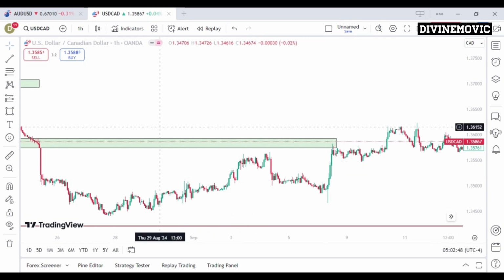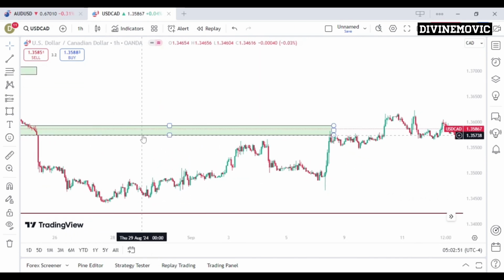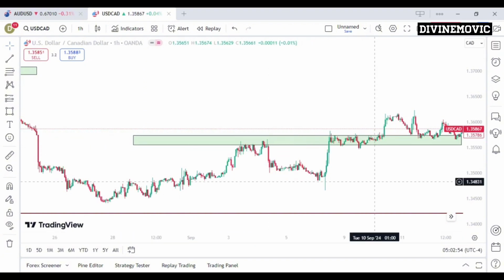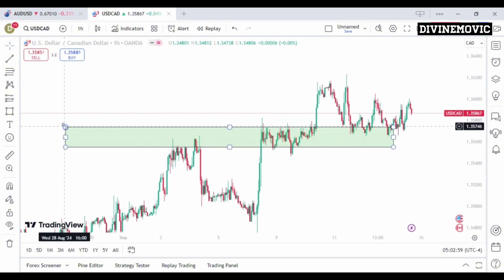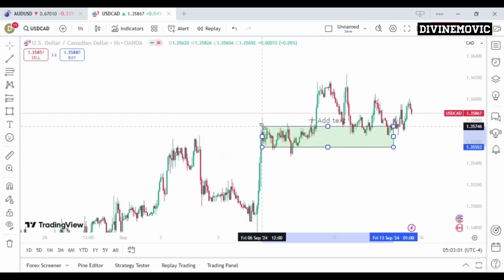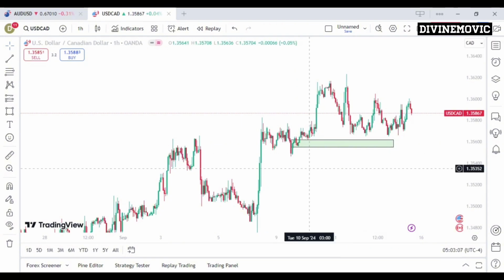Now, if I refine it to become a flip zone, you can clearly see that this point here is going to basically be our new demand zone. This whole point is basically going to be our new demand zone.